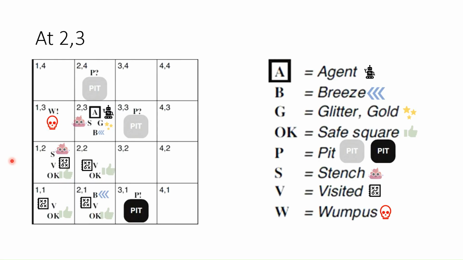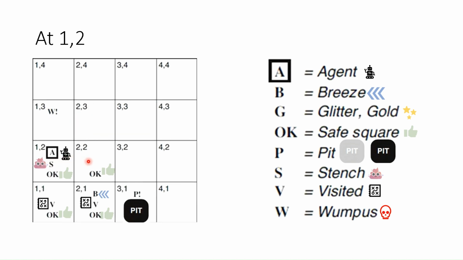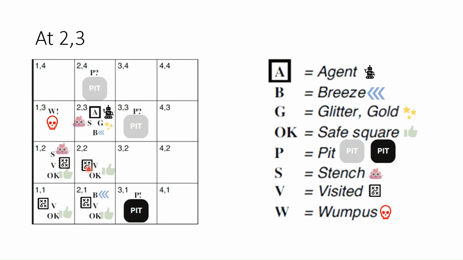Now, after this, we go from 1 comma 2 to 2 comma 2 to 2 comma 3. We already know that 2 comma 2 is okay, so I didn't really go through that. It's simple. So after 2 comma 2, we go to 2 comma 3. So what do we notice at 2 comma 3? Well, at 2 comma 3, we notice the stench again. Now, since we've noticed the stench at 1 comma 2 and 2 comma 3, the only chance for it to be a wumpus is at 1 comma 3, because we know that at 2 comma 2 it is alright.